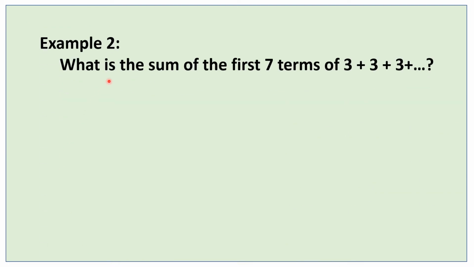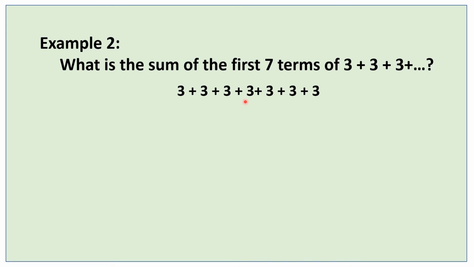Example number 2. What is the sum of the first 7 terms of 3 plus 3 plus 3 plus and so on and so forth? So, kahit na may and so on and so forth tayo, binanggit naman dito ng pinapahanap sa atin ay yung sum ng first 7 terms. So, alam natin yung ating bilang ng terms. So, this is still a finite sequence. So, kapag sinulat natin talaga yung hinihingi, that is 3 plus 3 plus 3 plus 3 plus 3 plus 3 plus 3. So, this is a repeated addition. So, pwede natin siyang gawing multiplication.